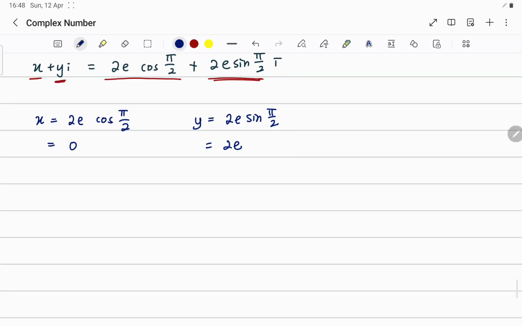So by right, your x and y are already here, then you can substitute into the Cartesian form, which is z equal to x plus yi. Then you will get z is equal to 0 plus 2e i, and then z is equal to 2e i. So this is your final answer for this question. Okay, I will continue to the next part. Thank you.